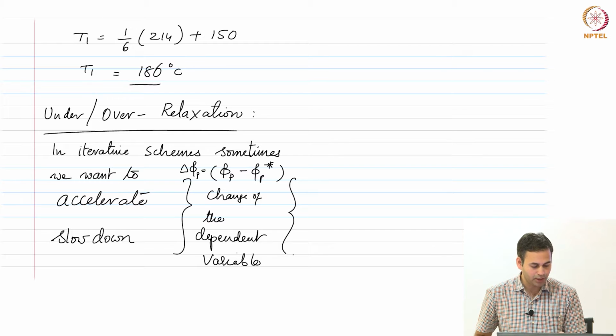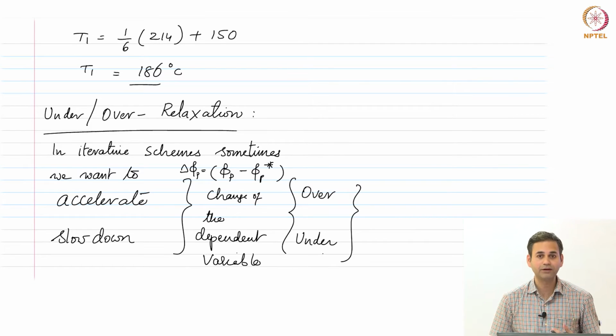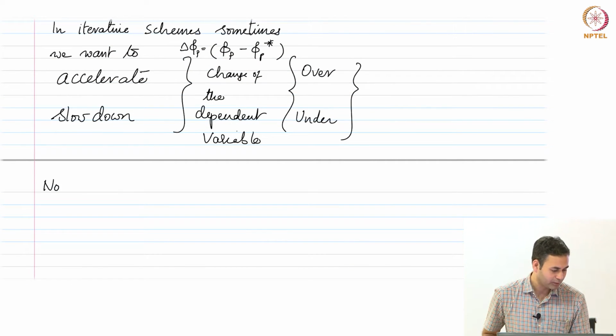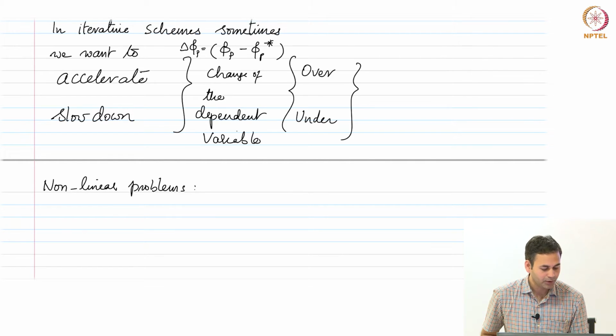That is what gives rise to either an over relaxation or an under relaxation. If you are trying to accelerate this change, then it is called an over relaxation, and if you are trying to restrict it to not change that much, then it is called an under relaxation. Now, this is useful in the iterative schemes that we are using, for example if you have strongly nonlinear problems. The nonlinearity could be in source terms or in the diffusion coefficients and so on.